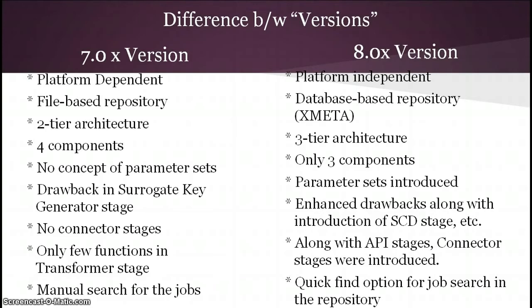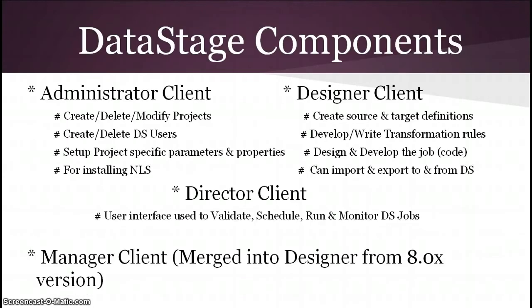Along with that they introduced other stages like connector stages for database connectivity, and other stages like pivot enterprise stage and SAP packages. Yeah, there are many other stages that were introduced in the 8x version. And another thing is only a few functions were there in the transformer stage, whereas in the 8x version they introduced many type conversion functions, date conversion, and null handling functions. And the other pretty cool thing is they introduced a quick find option for job search. Previously in the 7x version we needed to search manually for every job. So yeah, these are the basic and important differences between the two versions.